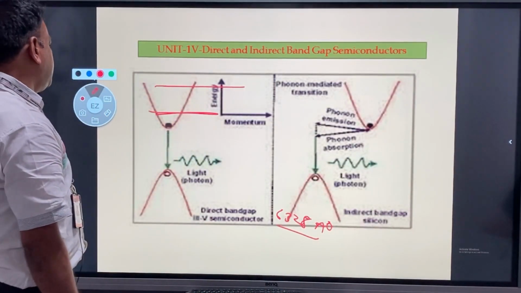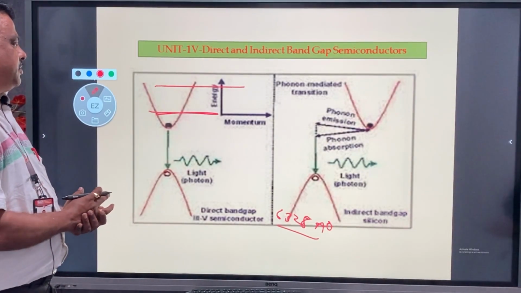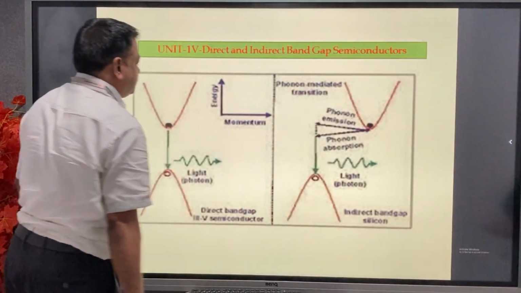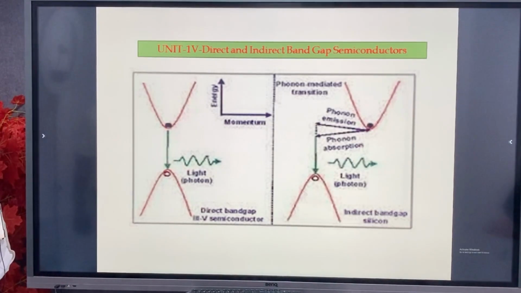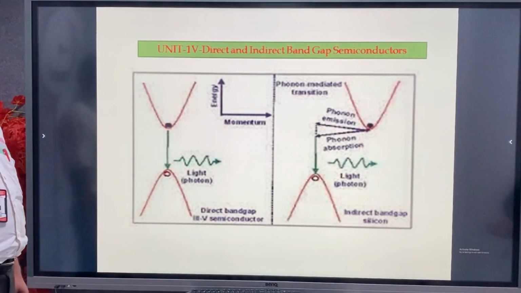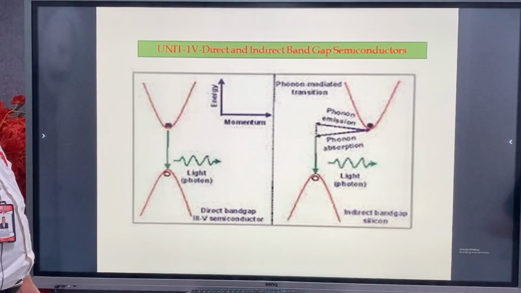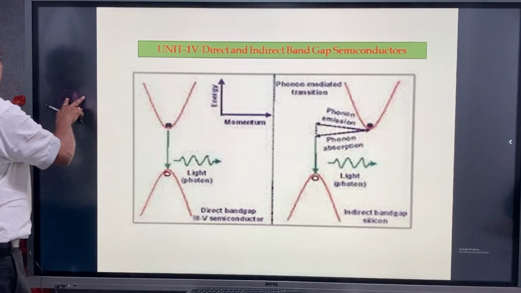Next, direct and indirect band gap semiconductors. Next topic, fourth unit. The first topic is direct and indirect band gap semiconductors. Based on the E-K diagram, semiconductors are classified into two categories: direct and indirect band gap semiconductors.